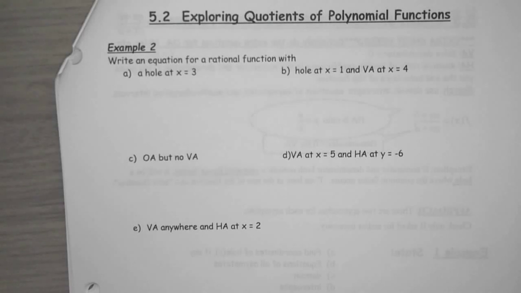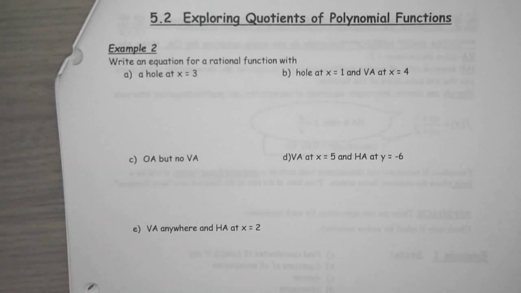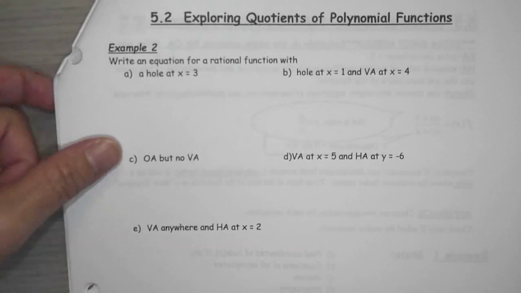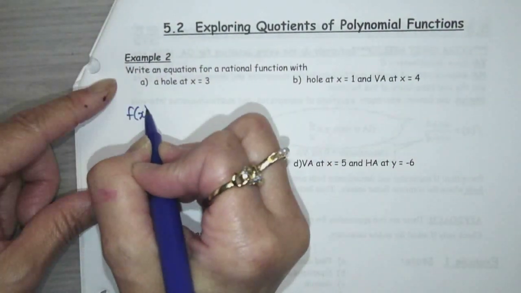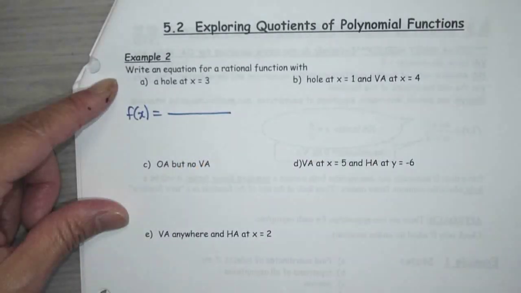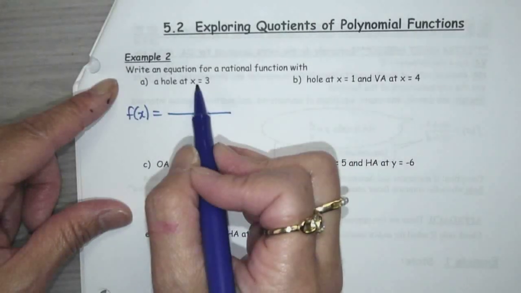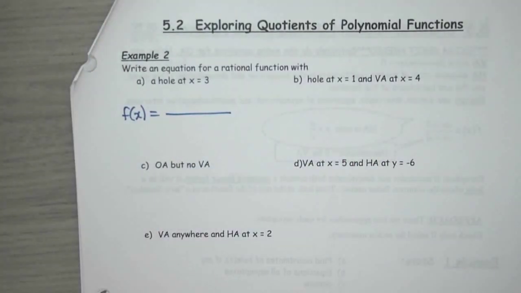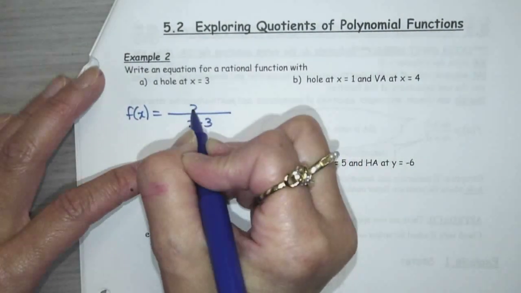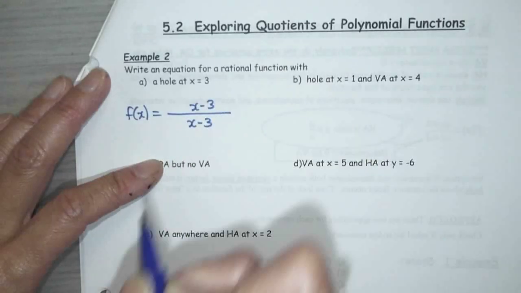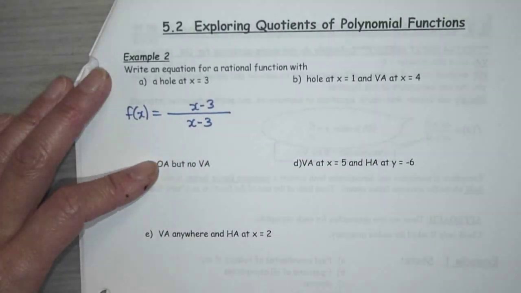This one here, I gave you the description and you're going to go to the equation. So if I want a hole, and again, you don't have to go too complicated. This is not too bad. x equals 3. If I know it's a hole, then I put the same factor on the top and the bottom, in the numerator and denominator. Numerator and denominator have to have the same factor.